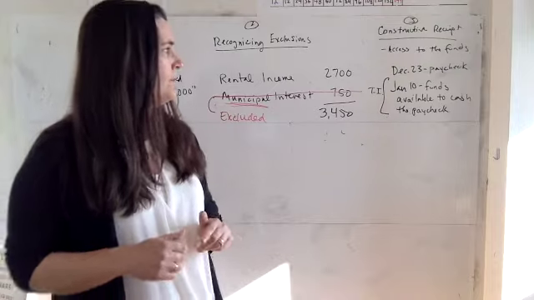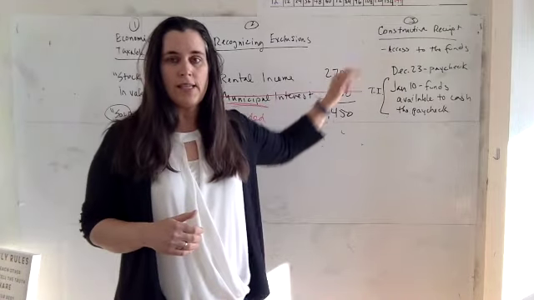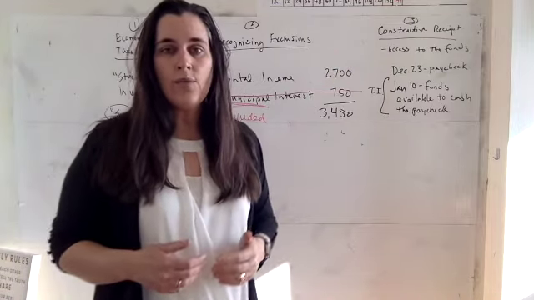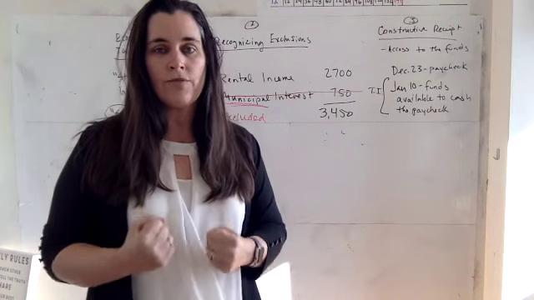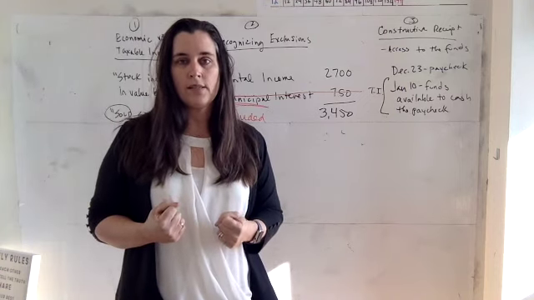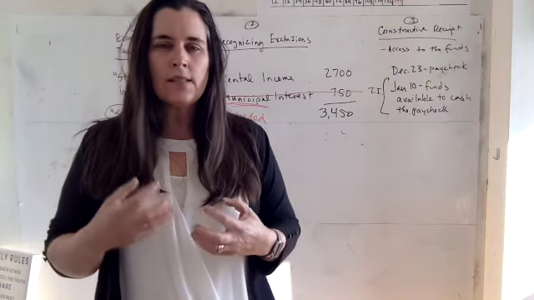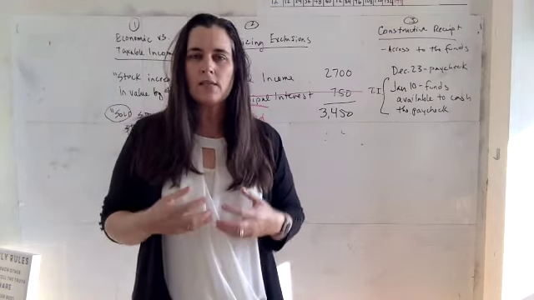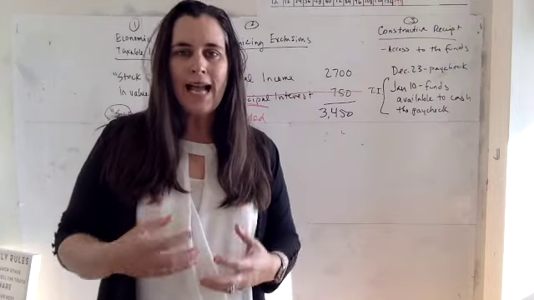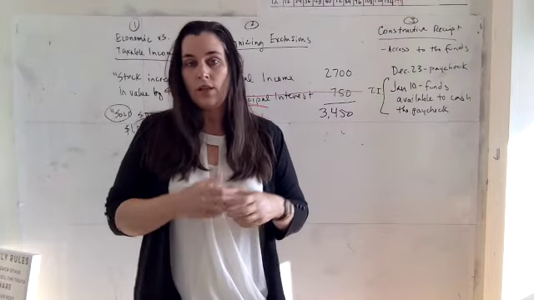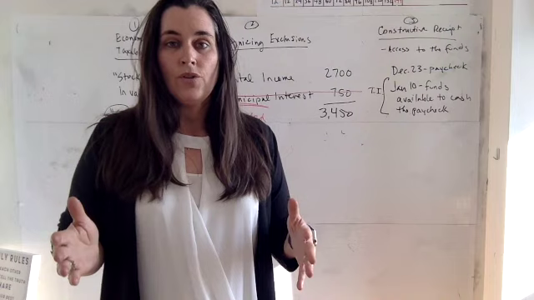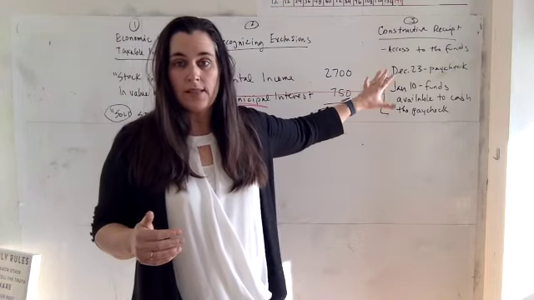Third major theme is this idea of constructive receipt. The idea here is that we have to have access to the funds in order for it to be considered taxable for us as a taxpayer. This is similar to a cash basis idea, where you're taxed on the cash that you have access to throughout the year. Let's look at this example.